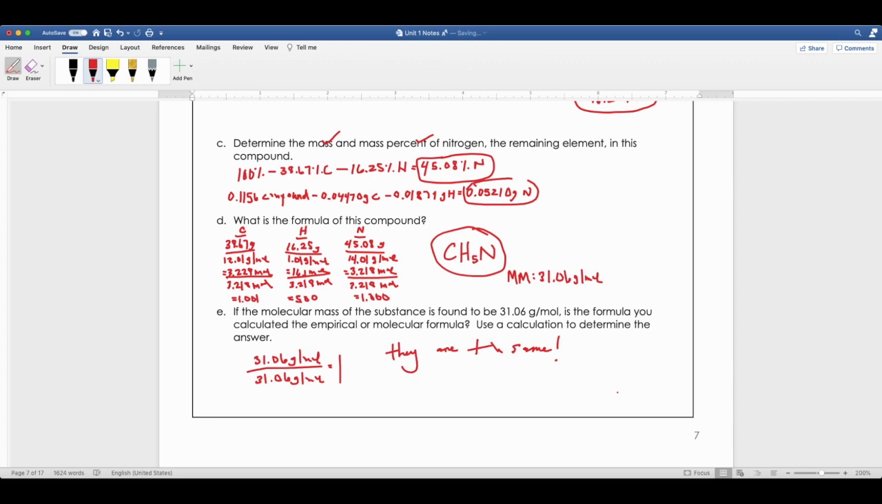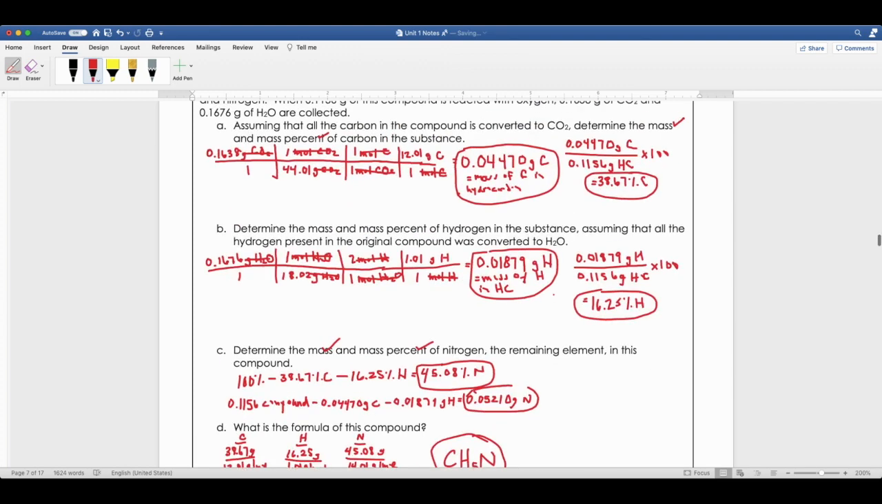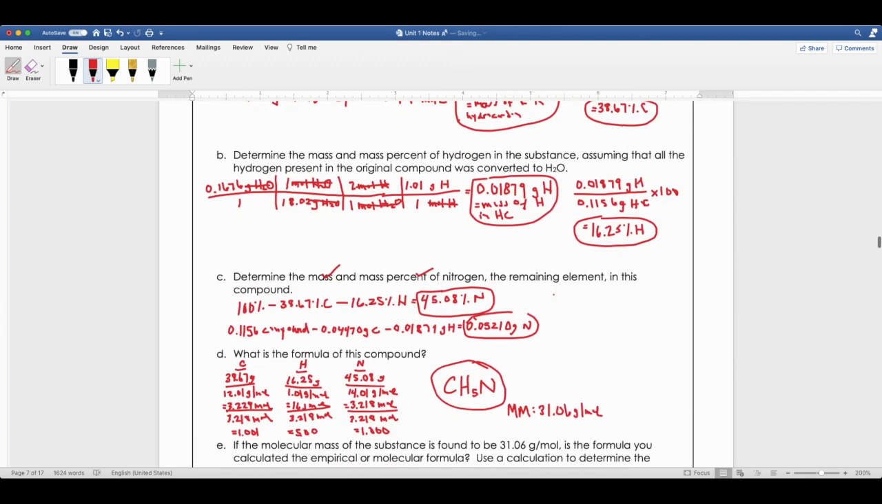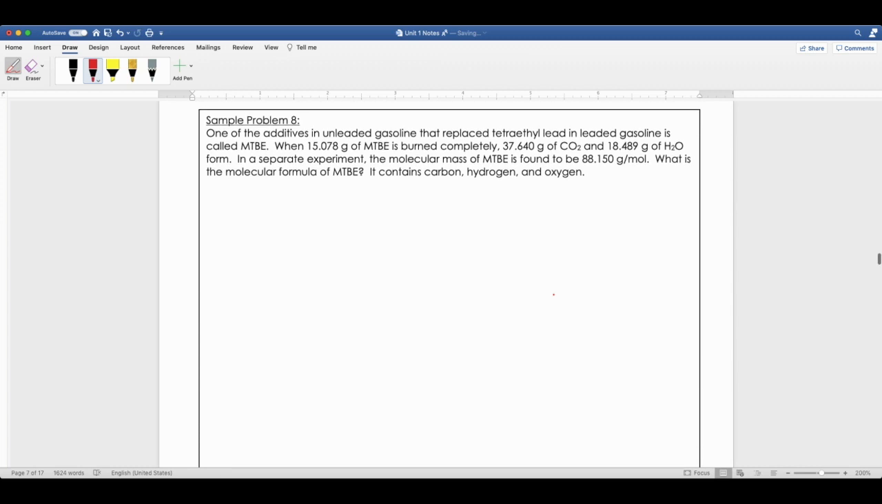And that's why combustion analysis is so important, because it takes everything that we've done so far and allows chemists to do a reaction with some hydrocarbon and, based on the masses of the products, ask what is the formula of that hydrocarbon. This is a real life thing that chemists could do. Let's take all of this, which I broke up section by section with sample problem 7, and do this with sample problem 8.